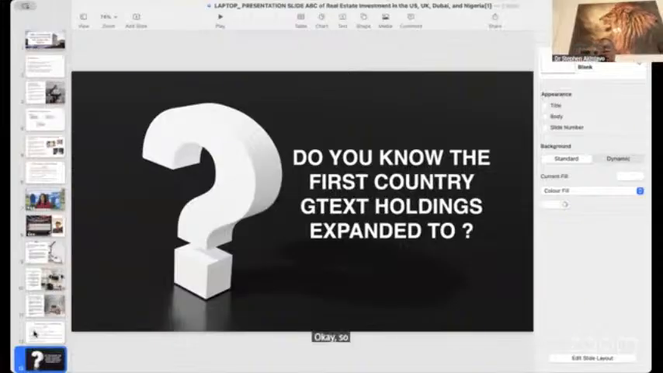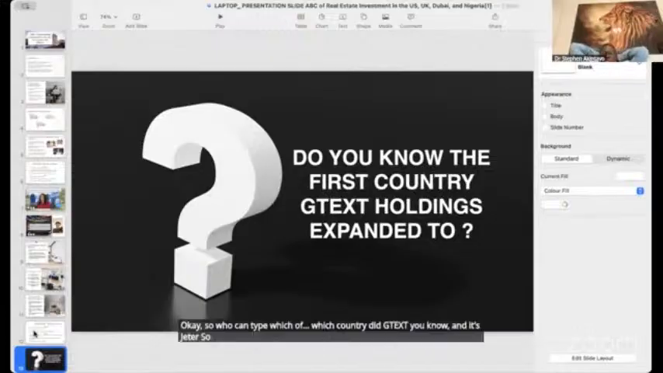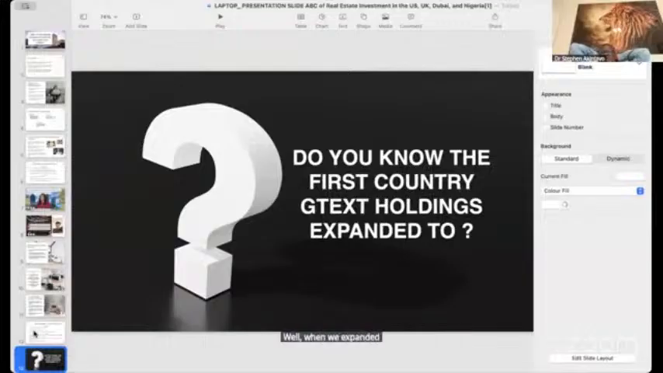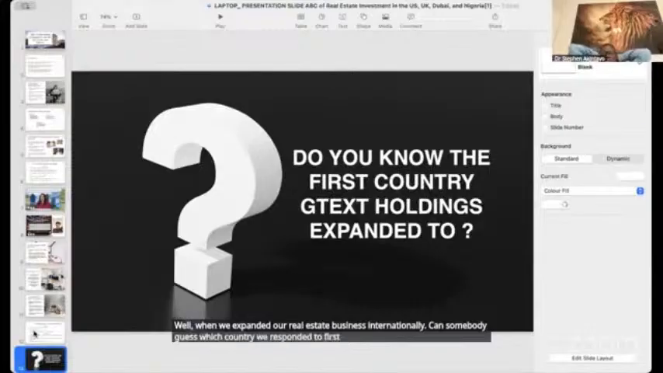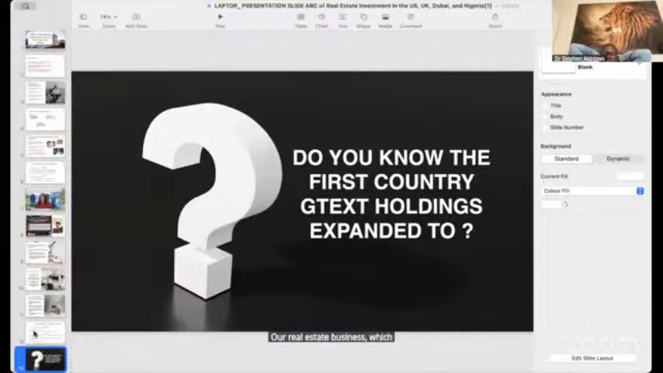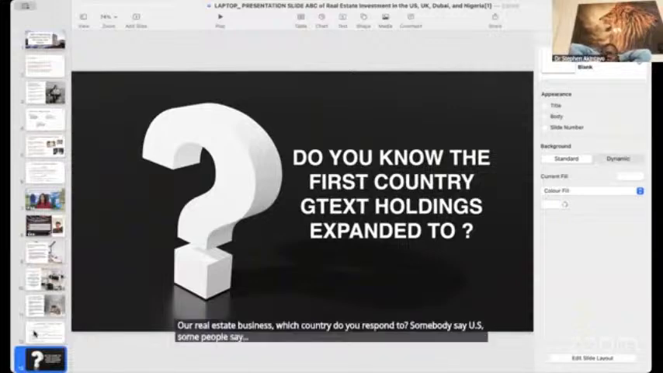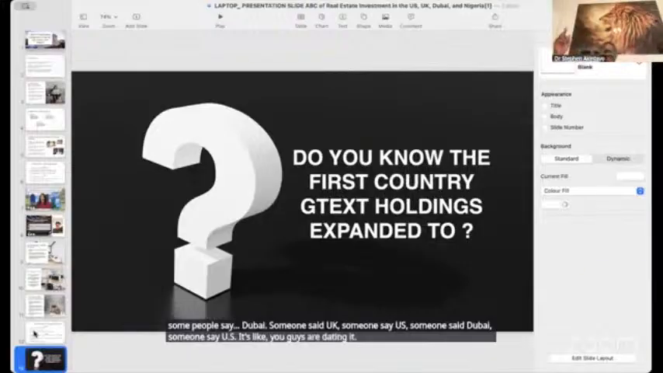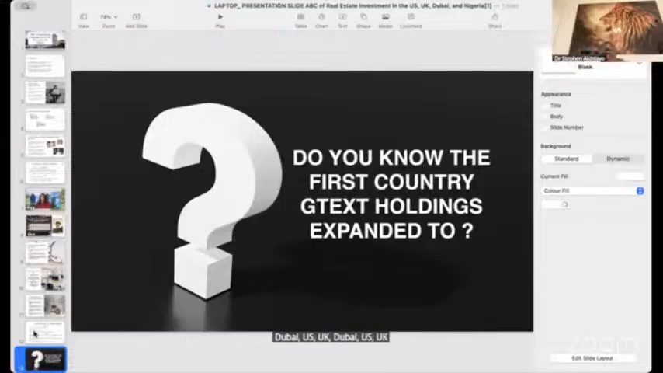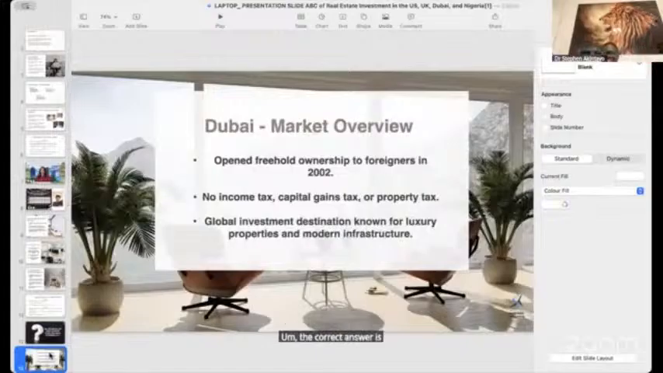Can somebody type which country GTex expanded to first? And it's GTex Homes, not GTex Holdings, because GTex Holdings has been in many of these countries way longer. But when we expanded our real estate business internationally, can somebody guess which country we expanded to first? Somebody says US, somebody says Dubai, someone says UK. It's like you guys are alternating: Dubai, US, UK. Somebody says Doha. No, Doha is very recent. The correct answer is Dubai.